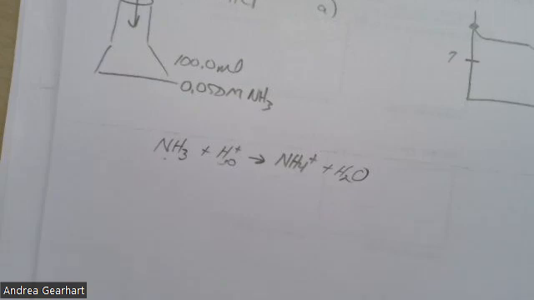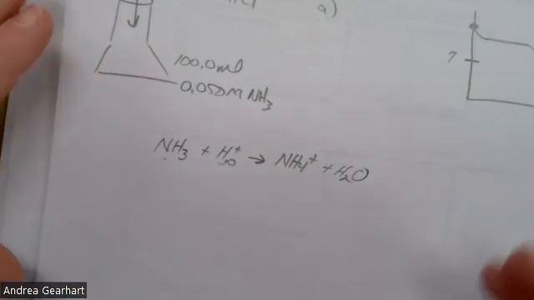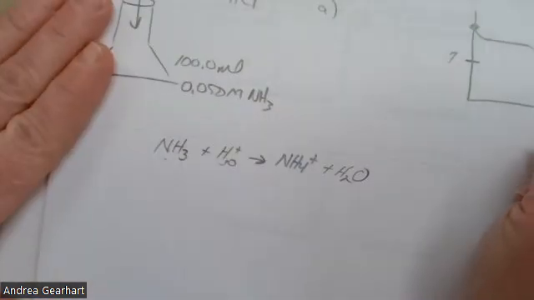So the only time at the equivalence point we're at a pH of 7 is if we're at 25 Celsius, strong acid, strong base, because we just have water and spectator ions. They're too weak to be acid or base. All right.